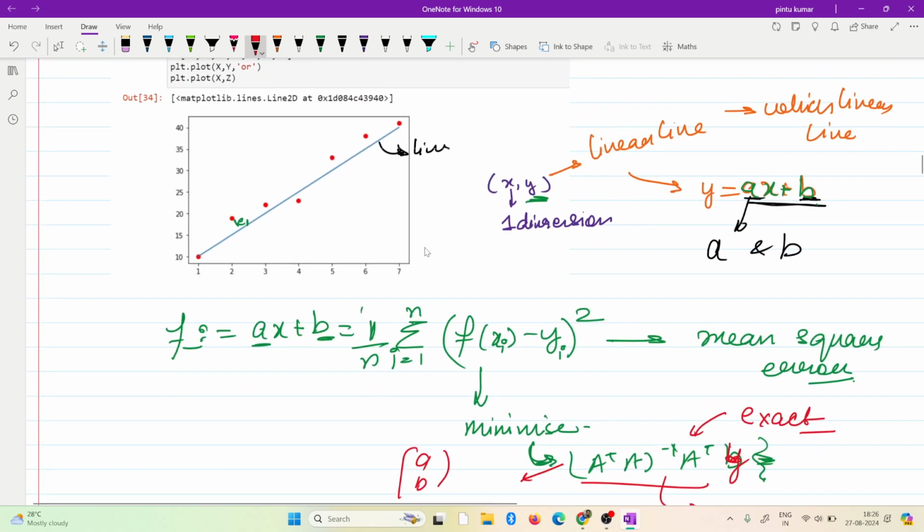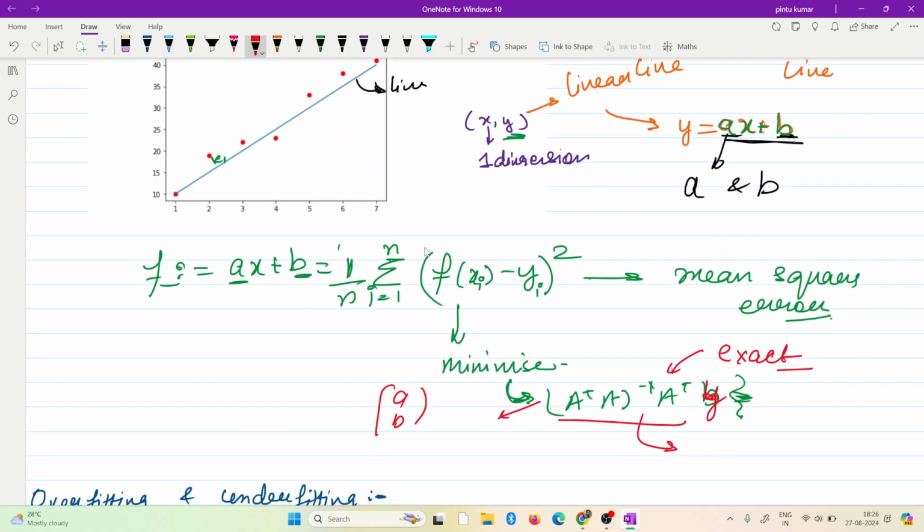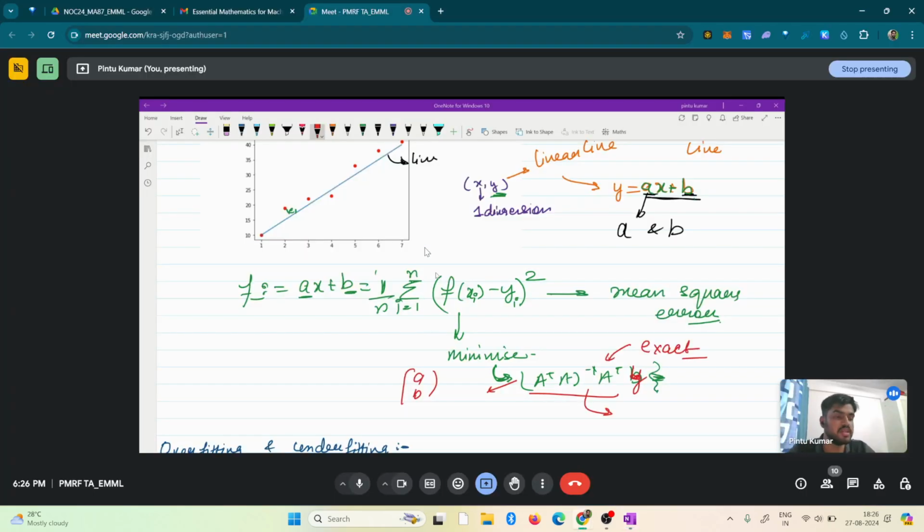So any doubt in motivation for this linear regression? What is linear regression? What is the error involved? How do we solve it? Any doubt in this? Please ask. Because now I'll go to a more non-trivial topic called underfitting and overfitting.